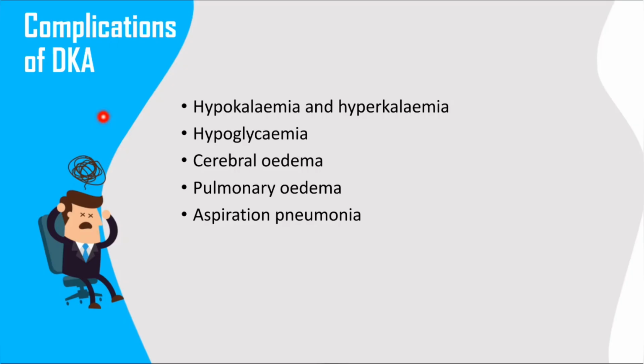Coming to the complications, hypokalemia can happen in patients with DKA, usually due to the treatment, because when you give insulin, the potassium goes inside the cell, so there will be hypokalemia. If you give a high dose of potassium, the patient might get hyperkalemia. Hypoglycemia is also a complication of IV insulin. Cerebral edema could happen, especially if a lot of fluid is given; this is common in children.